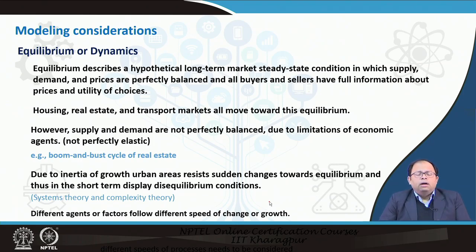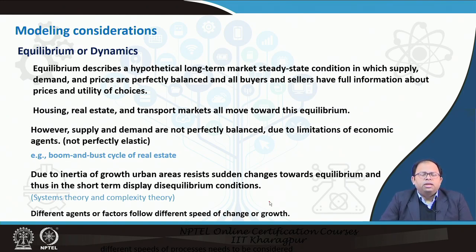So even though housing, real estate and transport markets all move towards equilibrium, supply and demand are not perfectly balanced. That is because of the limitations of the different agents, and because they are not perfectly elastic, there is a time lag for demand to match supply, supply to match demand, and so on. The other thing is, due to the inertia of growth of urban areas, sudden changes towards equilibrium are also not possible. And in the short term, supply disequilibrium conditions happen.